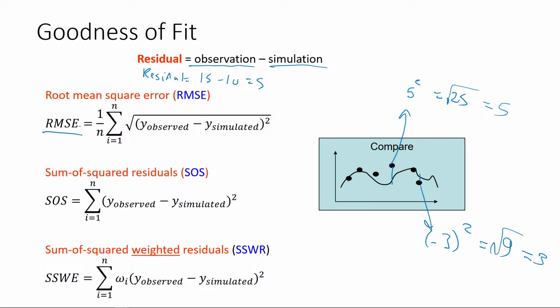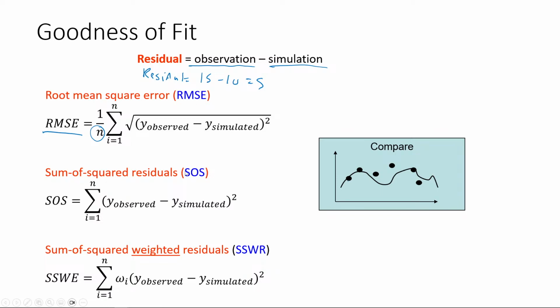Okay, and then you sum them, and then you divide by their number because you want root mean square error. So if you did this, you will get the average error for all these points. That is one way of doing this. You can use root mean square error.